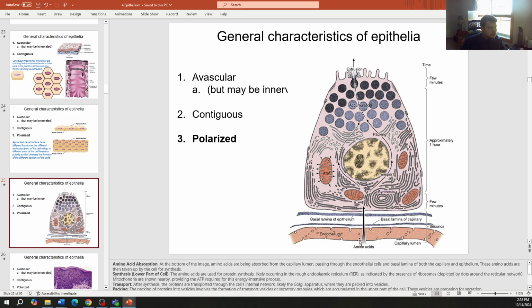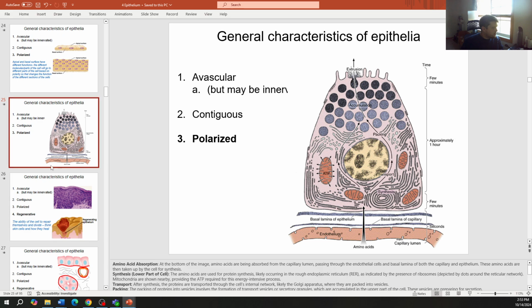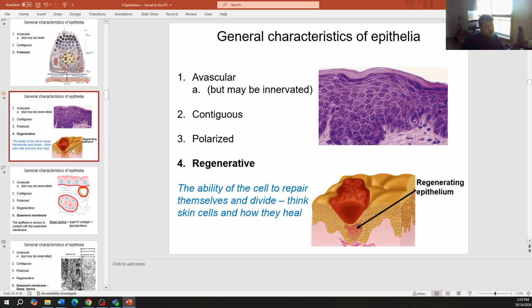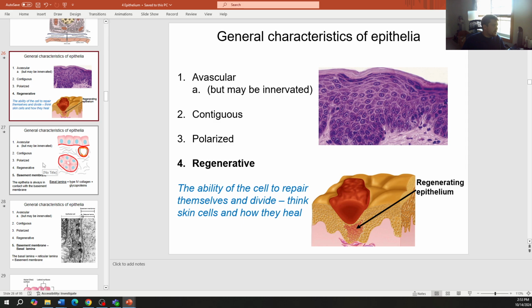So we look here as well. This is an example of one of our cells where things are going to naturally migrate, move, change either towards the apical surface or to the basal surface. Next, epithelium are regenerative. So they're really, really good at multiplying and regenerating. So the thing about the skin, when we get a cut, it usually just takes a couple of days for it to completely heal. That's because that's some of our epithelial tissue, and it's really, really good at healing and laying down a bunch more tissue.